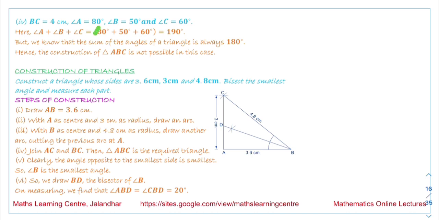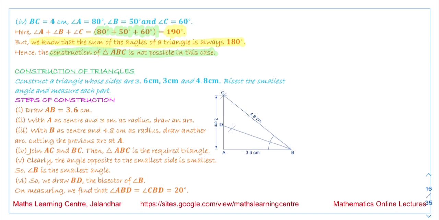So if we calculate the sum of all these three angles, it is 80 plus 50 plus 60, that is equal to 190 degrees, and we know that the sum of the angles of a triangle is always 180. So what we get is that the construction of the triangle ABC is not possible in this case.